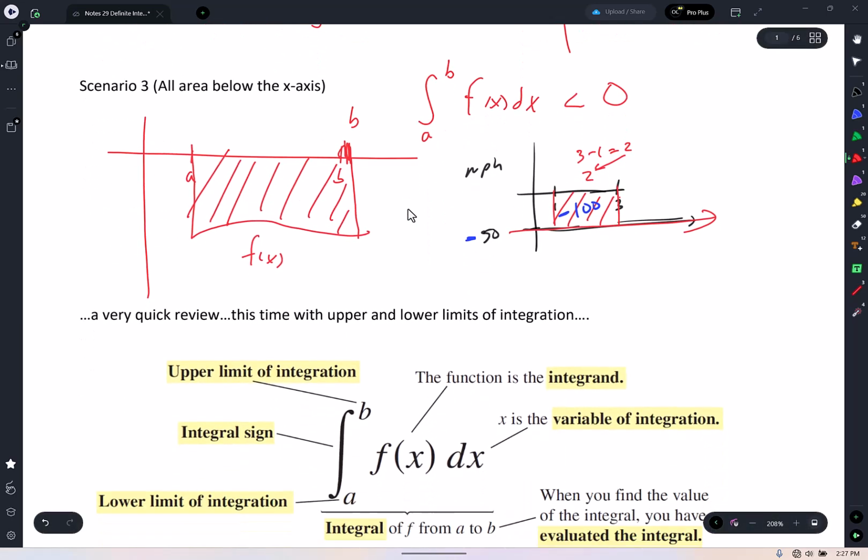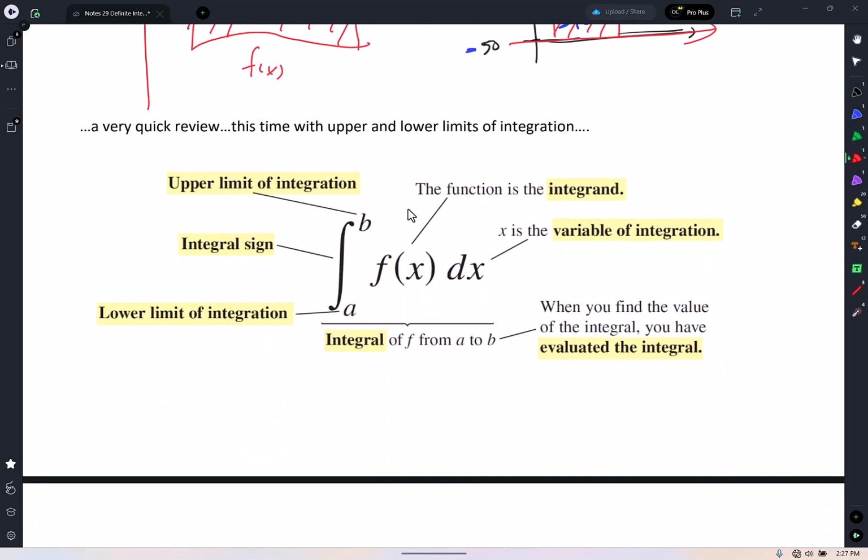So that's negative 100. And then, of course, these are just some names, guys. The integral sign, upper limit, like we were talking about, lower limit. This is where you start. This is where you stop. f of x, a function. dx acts kind of like delta x, and x is the variable of integration.